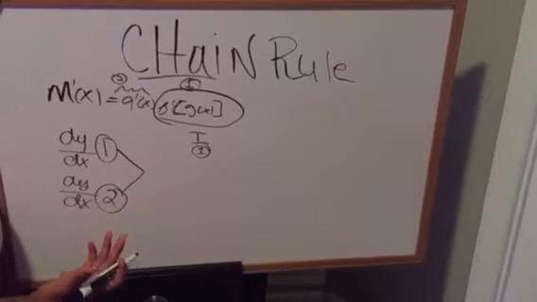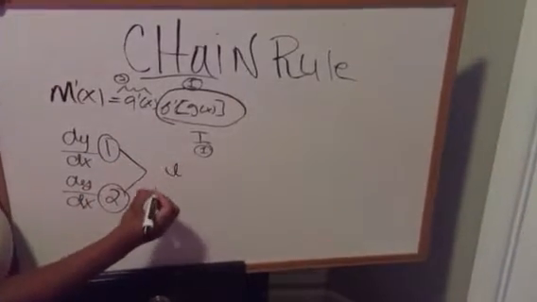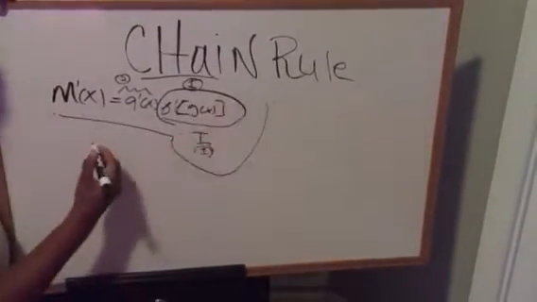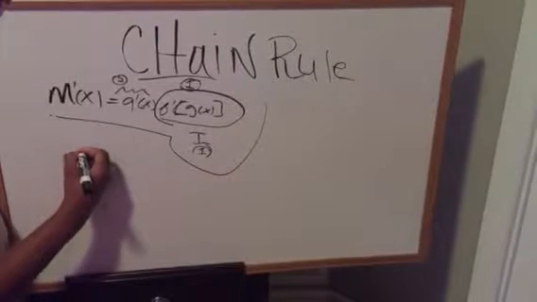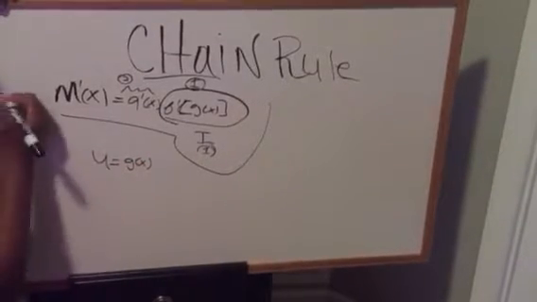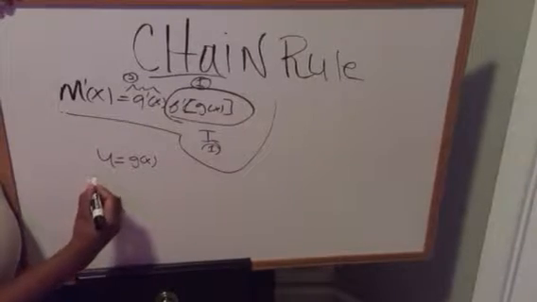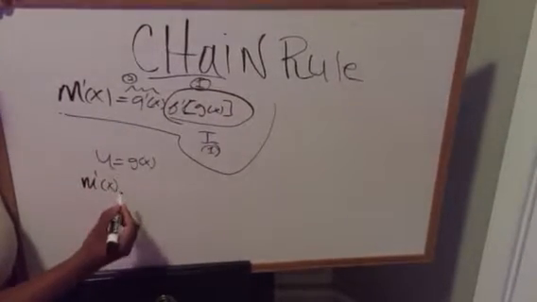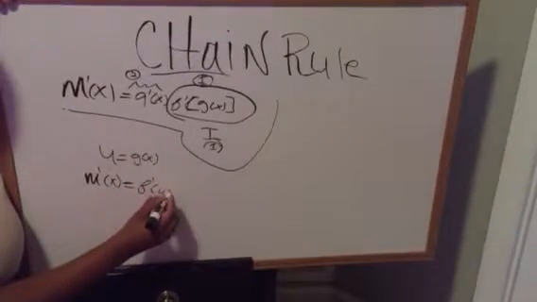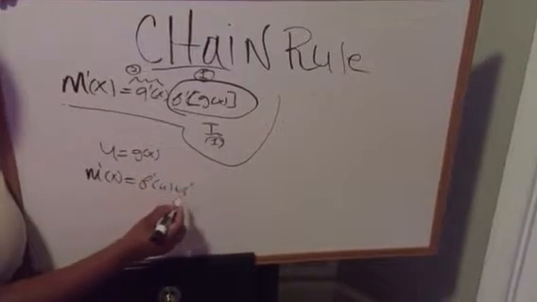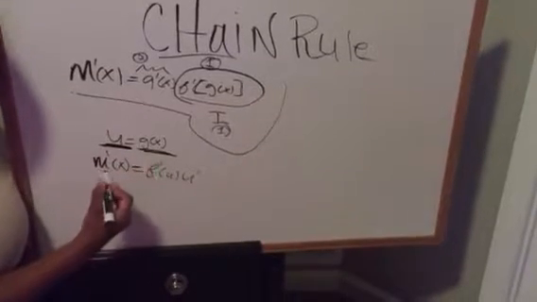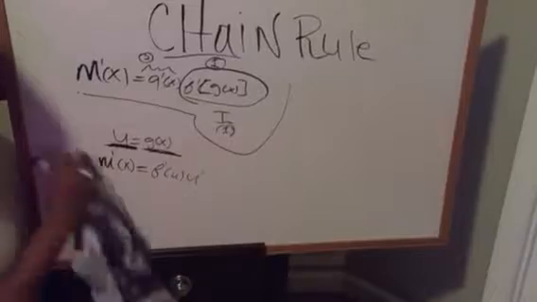Okay, and then we also know that the inside function can be known as u. So then we can rewrite this entire expression that's up above right here as u equals g of x. That's what u equals. But we can write this entire function at the top as this: m prime of x equals f prime of u times u prime, because we're just substituting u wherever we see g of x. So that's pretty basic.